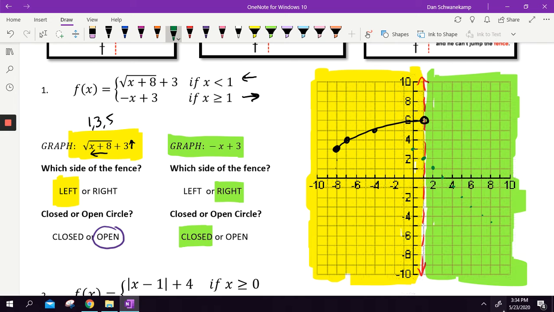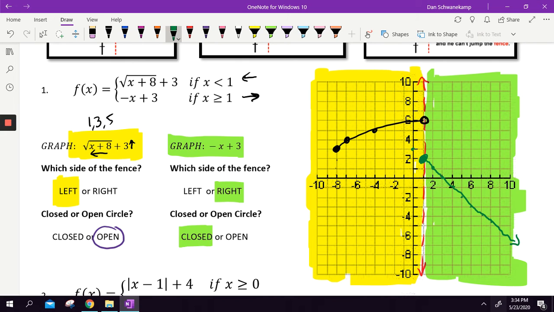I only want to connect the dots to the right of the red line, so this dot right here doesn't really matter. I'm just going to use these dots. I could go back and erase it, but I'm okay. I understand it. It gets a little ugly there at the end, but there's my line going this way. Because it was equal to, I'm going to put a closed dot. And I'm done. That's it.